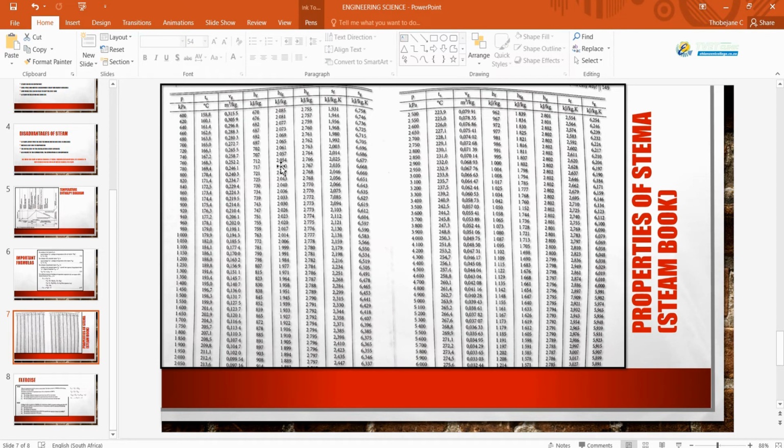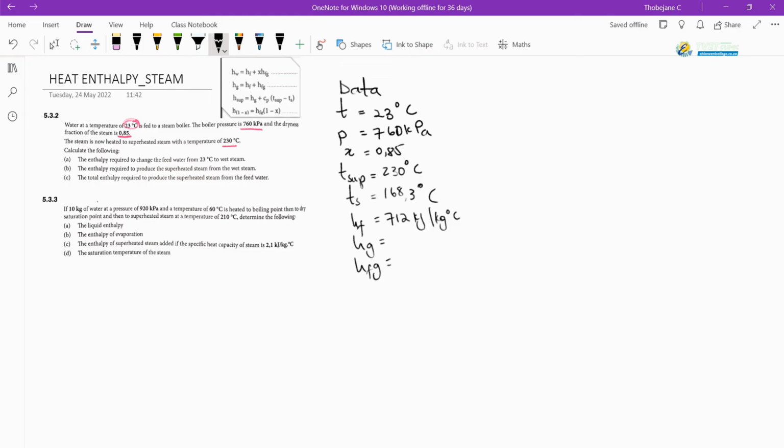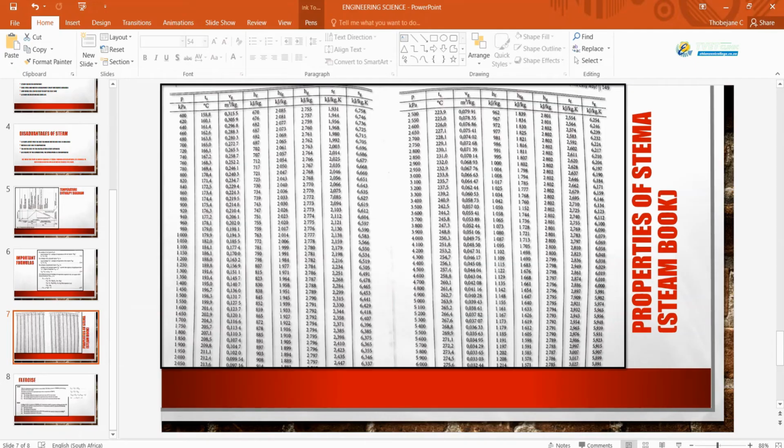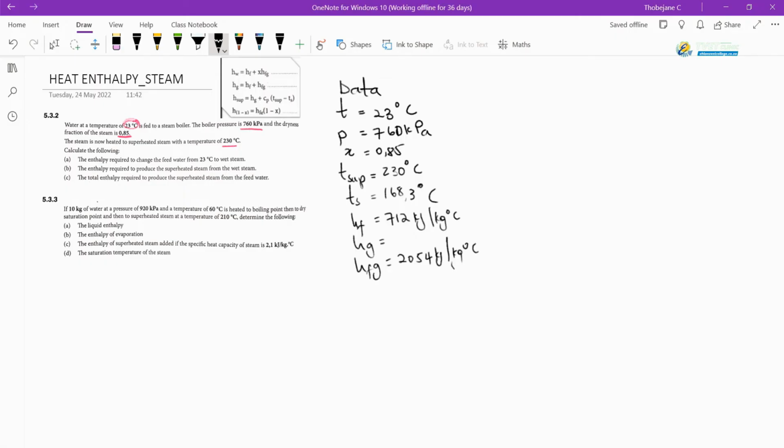712, 2054. So our HFG is 2054 kilojoules per kg degrees Celsius. And then what is Hg? 760. What is Hg? 2766. Our Hg is 2766 kilojoules per kg degrees Celsius. That is what we have now.